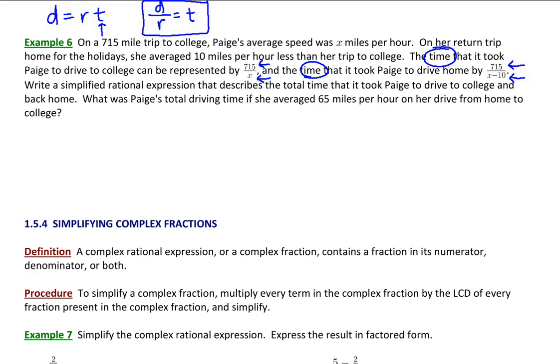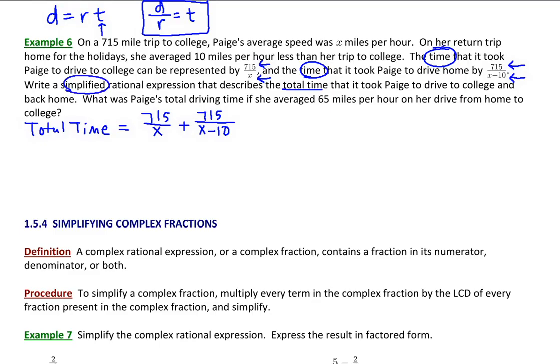With that understanding, write a simplified rational expression that describes the total time that it took Paige to drive to college and back home. So we could think about her total time as the sum of the two times. How much time did it take her to go to college? That's 715 over x. Added to how much time did it take her to return? 715 over x minus 10. And we want to simplify this rational expression.